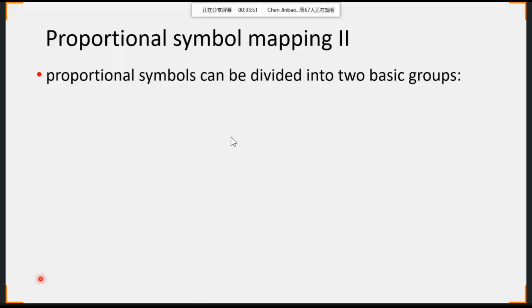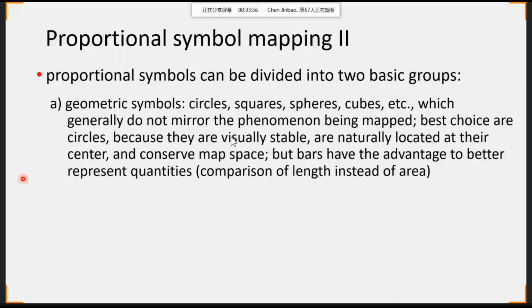Proportional symbols can be divided into two basic groups. The first is about geometric symbols. So we can use circles, squares, spheres, cubes, and so on, which generally do not mirror the phenomenon being mapped. Best choice are circles, because they are visually stable, are naturally located at their center, and conserve map space. But bars have the advantage to better represent quantities. Remember, we talked about that.